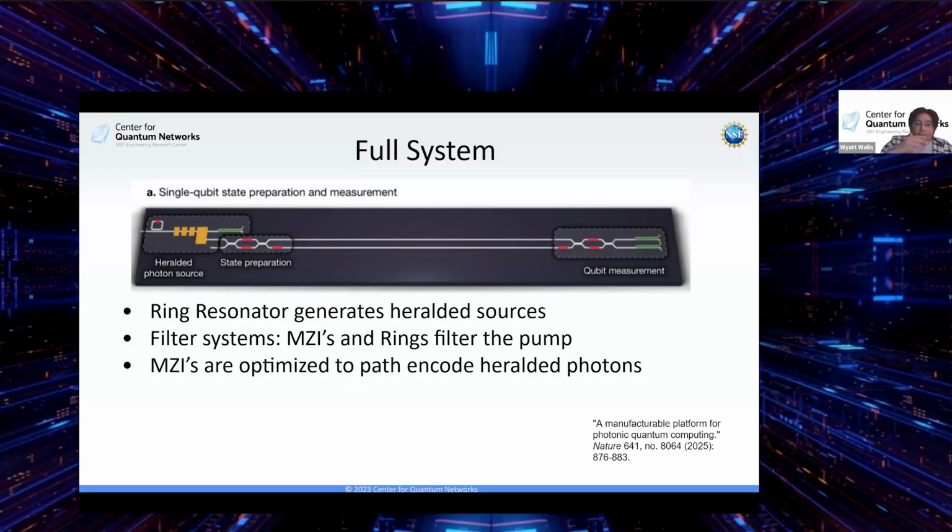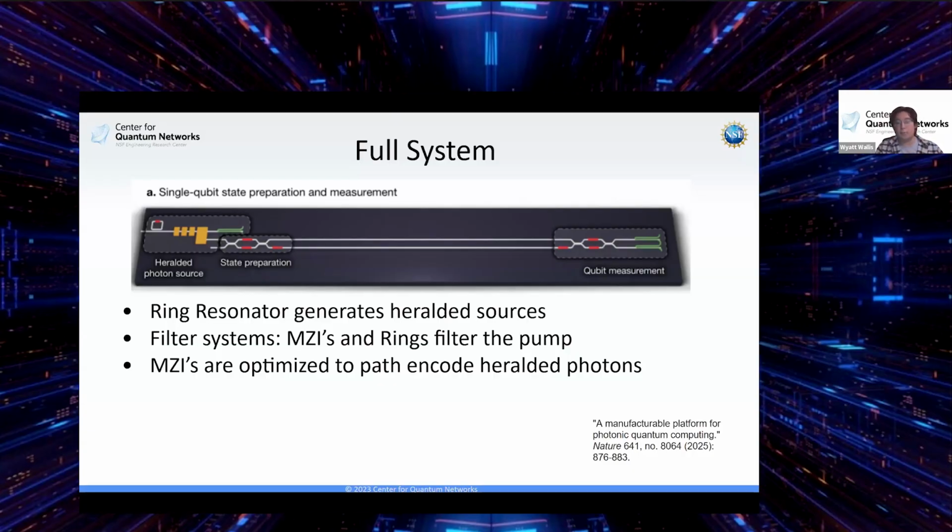And so from there, you get your heralded photons that go down to the state preparation stage, where they are these further MZIs, which, as you can see, are not using Y splitters here; they're using directional couplers. So it's kind of two by two directional couplers. These MZIs are then optimized to path encode the heralded photons, and then over there at the end, they are then measured.